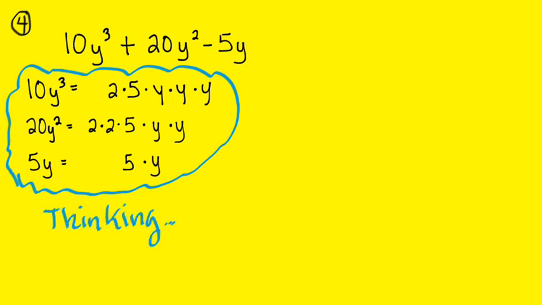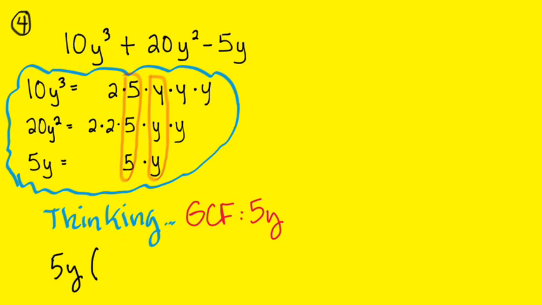And of course, I could be thinking this, you guys. I don't actually need to write it out. But if you need to write it out, then do it. They have 5 in common, and they have a y in common. So now I'm going to divide off 5y from every term. So I put the 5y on the outside. 10 divided by 5 is 2. And y to the third divided by y is y squared.